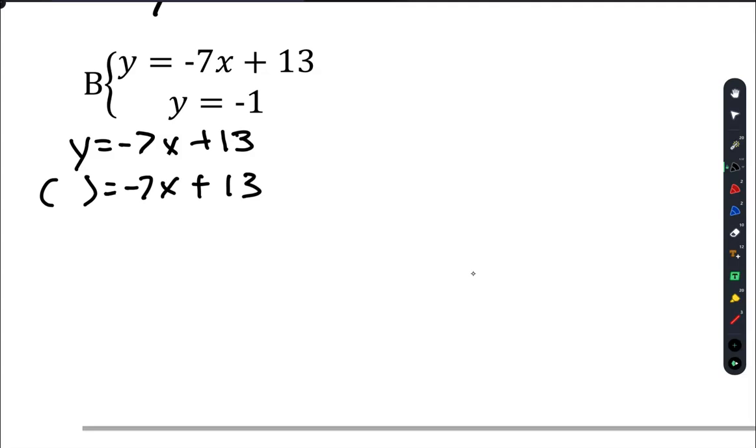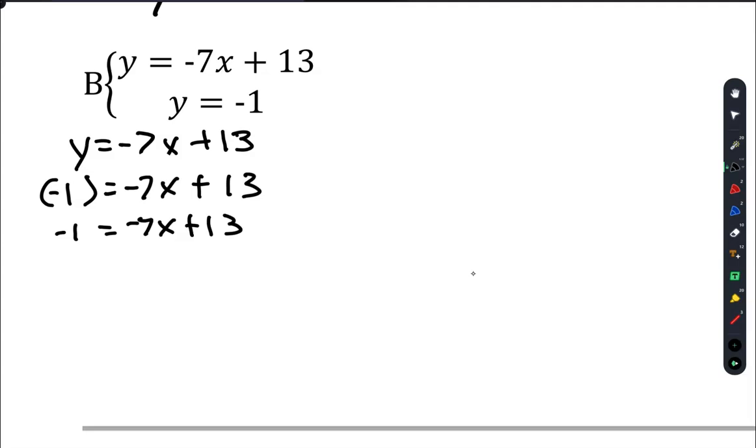I'm going to replace this y with negative 1. Okay, and I'm going to rewrite this one. I didn't do it last time. Negative 1 is equal to negative 7x plus 13. Notice how we got the variable on the right side instead of on the left. And I'm not going to move it to the left. I'm going to leave it right here on the right and just go ahead and subtract this 13.